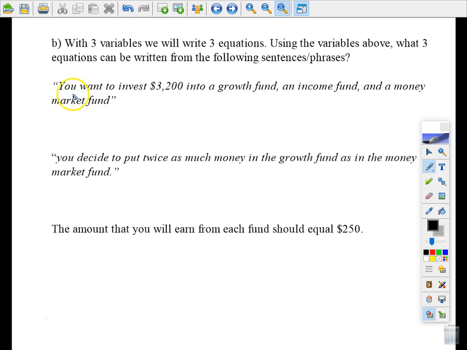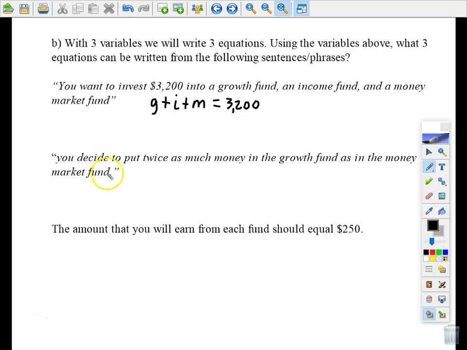So first of all, using our variables in an equation, how would we write an equation that represents the fact that we're going to invest some of this money into each of these funds? Well, remember the growth fund was G, the income fund was I, the money market fund was M. That represents how much I invested in each one of these funds. And those three investment amounts together should equal $3,200. So there's one of my three equations.